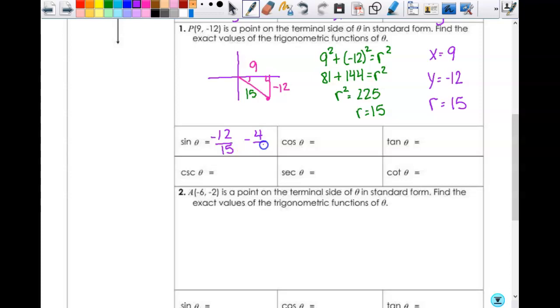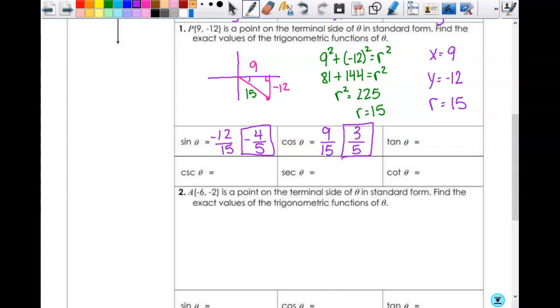Negative 4 over 5. Cosine is x over r, 9 over 15. That reduces to 3 over 5.